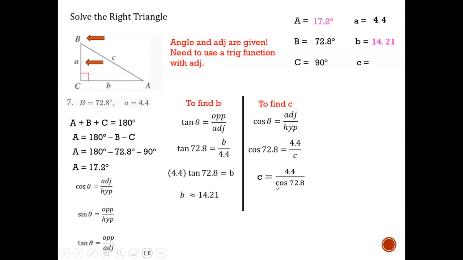Plug in all the values. Again, here we crisscross. The c goes to the left, and the cosine 72.8 goes on the denominator. And we use the calculator, and we're going to get approximately 14.88. That's little c.